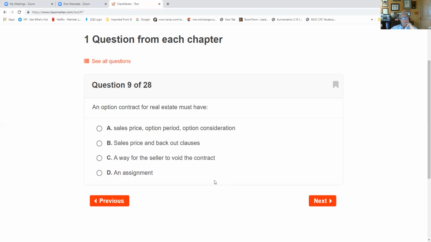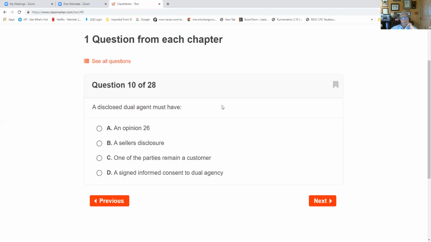A question from Chapter 9. This is the chapter on contracts. An option contract must have which of the following elements? And remember, an option contract is a unilateral contract where only the seller can be forced to perform and the buyer performs at their option. So an option contract must have an agreed to sales price, an agreed to option period, and option consideration. That is in the definition of an option contract.